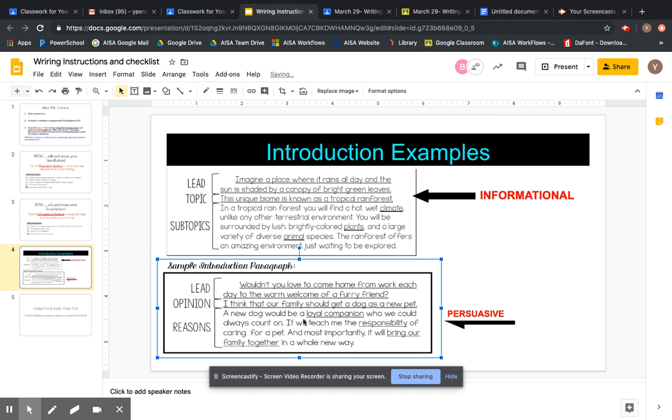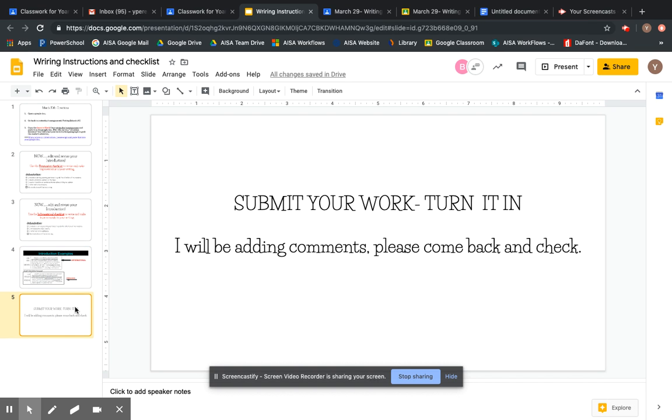Remember the difference between informational and persuasive. In informational, you're just giving people information. You're telling them everything you learned. You're informing someone about this topic. Persuasive, you're trying to convince someone to take your side. So make sure you are writing in that style. If you have questions or you need assistance with the introduction paragraph, make sure you contact me so I can help you.